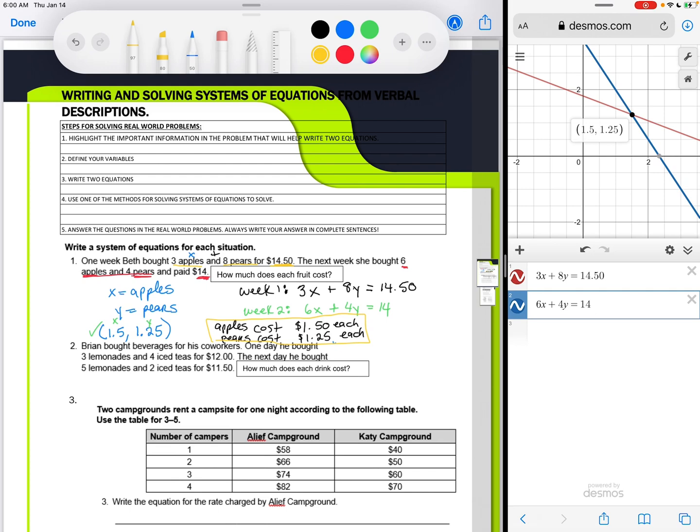So with having done this problem, now what I want you guys to do is number 2. So feel free now to pause the video and complete number 2. You have about, let's say, 5 minutes.